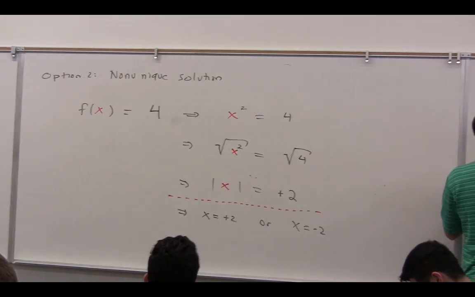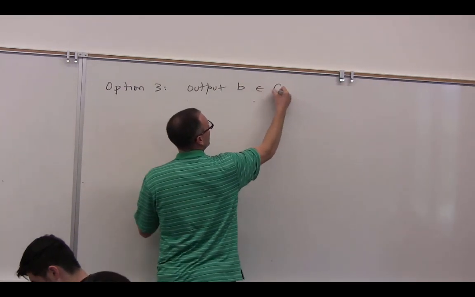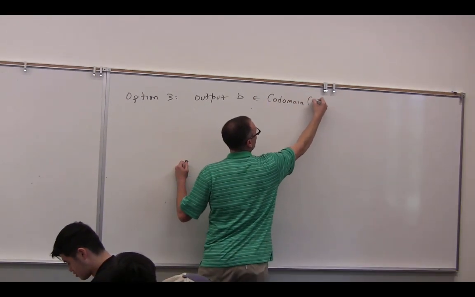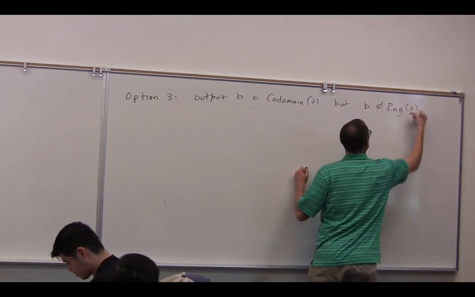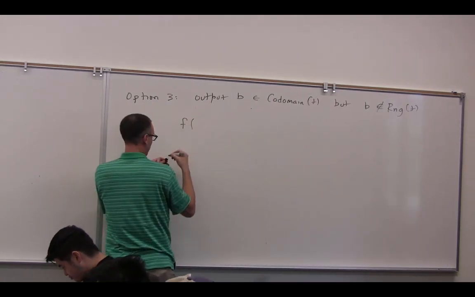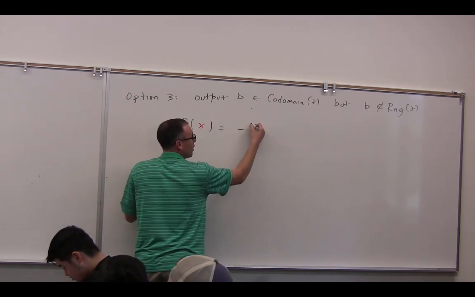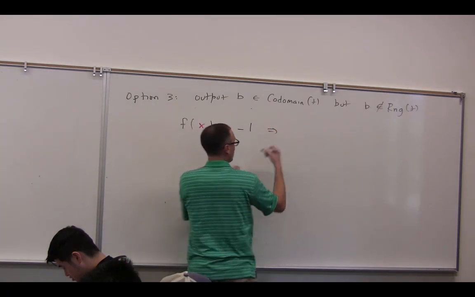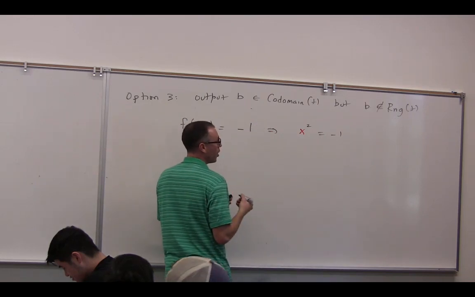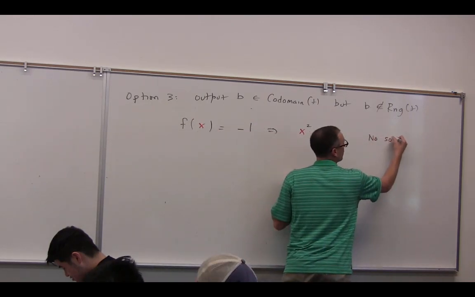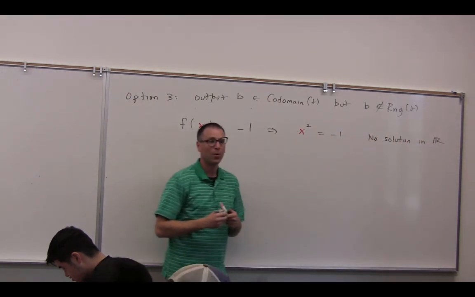Option 3: let the output, and I don't know if you want to call this output b, be an element of the codomain of our function f, but b not an element of the range. Okay, so give me an example of that. So maybe we call that negative number negative 1, in which case we're looking for an x such that if we square that x, we get negative 1. What do we now say? Well, you have to be careful. No solution in R, right?